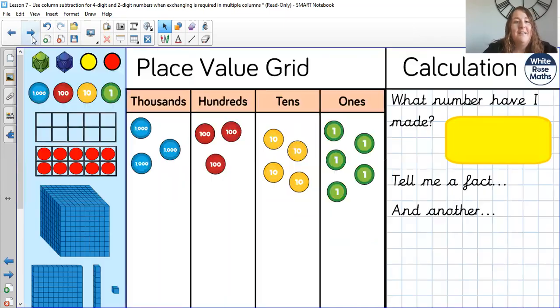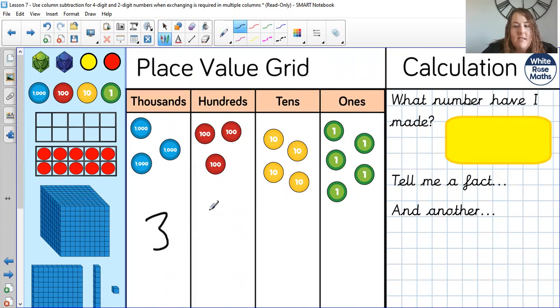Okay, let's start then. What number have I made first of all then, please? Hopefully we can see a 3 in the thousands, 3 in the hundreds, 4 in the tens, and a 5 in the ones. So we've got 3,345. Can you give me a fact about this? Can you give me another? And can you give me another, please?